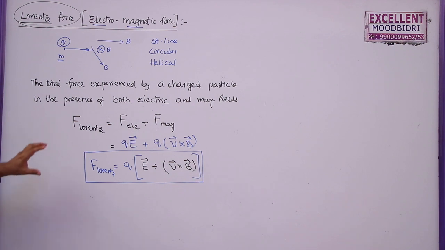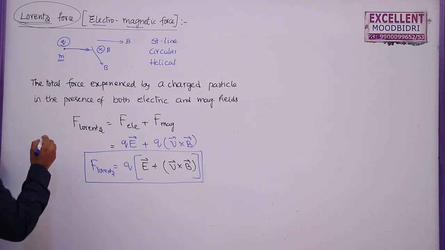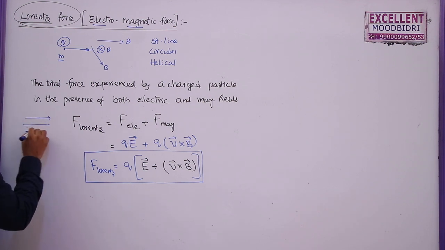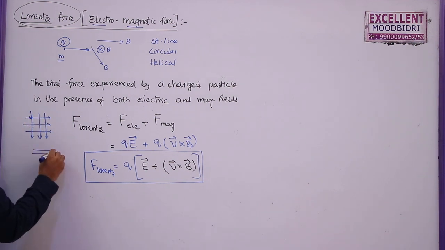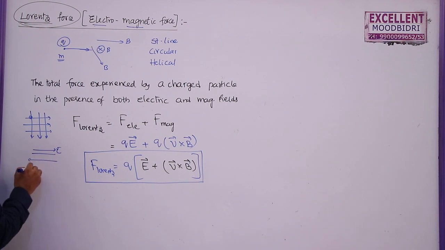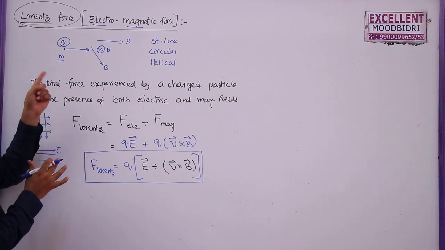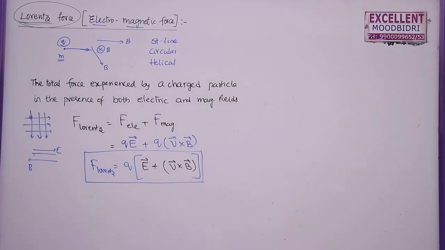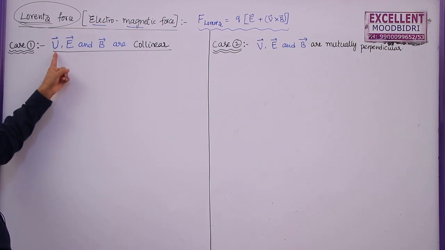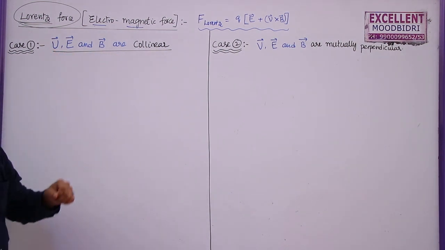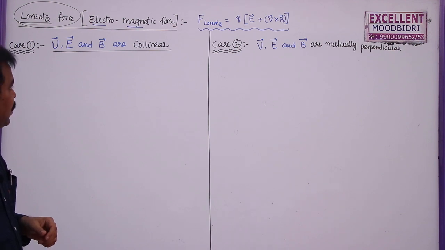Now we have different cases when a charged particle enters into a magnetic field. Why? Because see, if it is the electric field and if it is the magnetic field, if a charge is placed here, what happens? So we are going to discuss different cases in case of this Lorentz force. Case 1: if V bar, E bar, B bar are collinear or acting in the same direction.